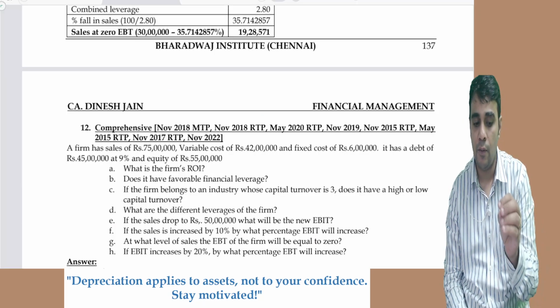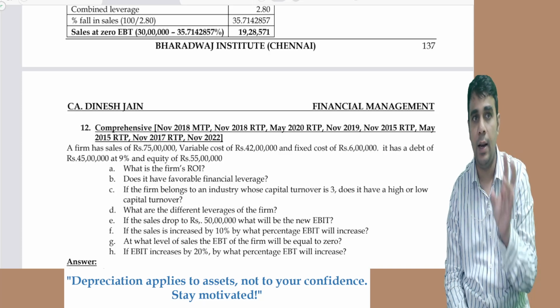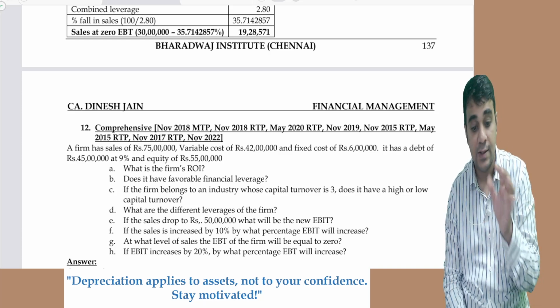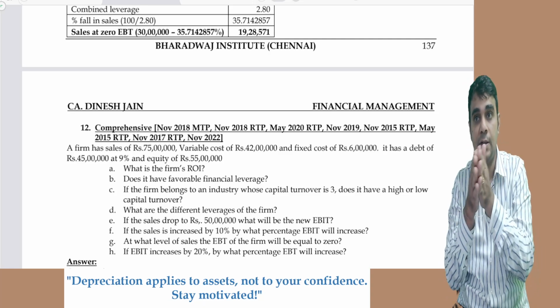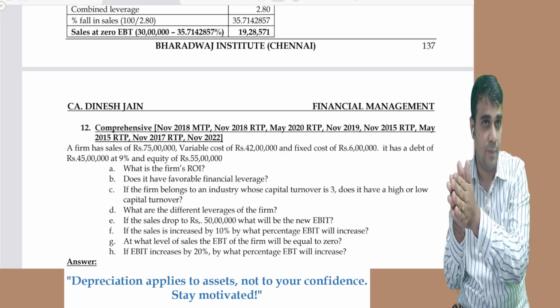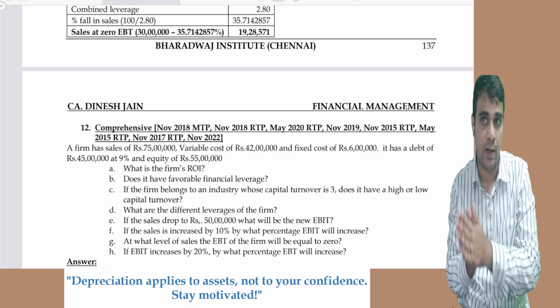D to H you are going to do. I'll explain one more time. Different leverages: OL, FL, and CL. Sales drop to 50 lakh. What will be the new EBIT? You have to first find out the percentage drop in sales. Increase the number of decimals so that you get the right answer. Let it be even 7, 8 decimals. It's okay. Then only you'll get the accurate answer.